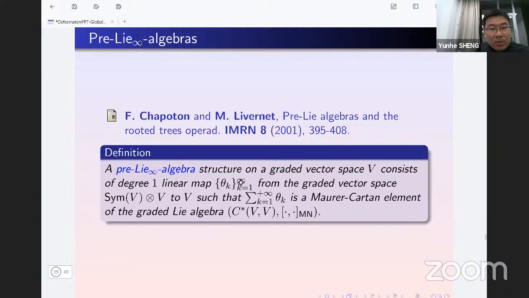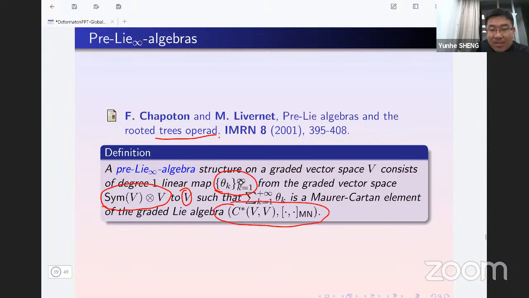Okay, in the sequel, I would like to give the relation between pre-Lie infinity algebras and homotopy relative Rota-Baxter operators. The notion of a pre-Lie infinity algebra was introduced by Chapoton and Livernet in this paper, and by definition, a pre-Lie infinity algebra structure on a graded vector space V consists of degree 1 linear maps theta_k from the graded vector space Sym V tensor V to V, such that the sum of theta_k is a Maurer-Cartan element of this graded Lie algebra.